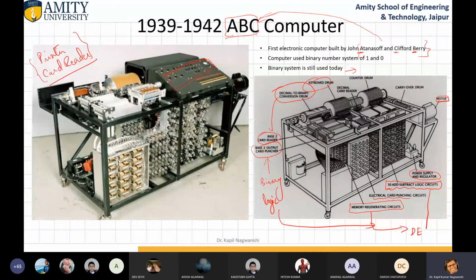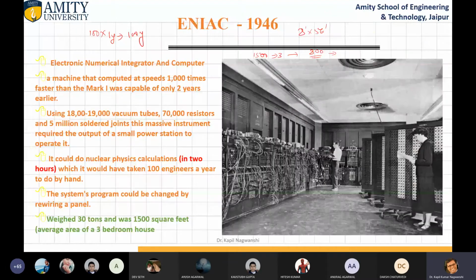So then we come to the ABC computer. The ABC computer was developed by Atanasoff and Clifford Berry. So that's why its name is ABC. Okay. There are punch cards available, and based on these punch cards, it is able to calculate different things. So many logics are there.